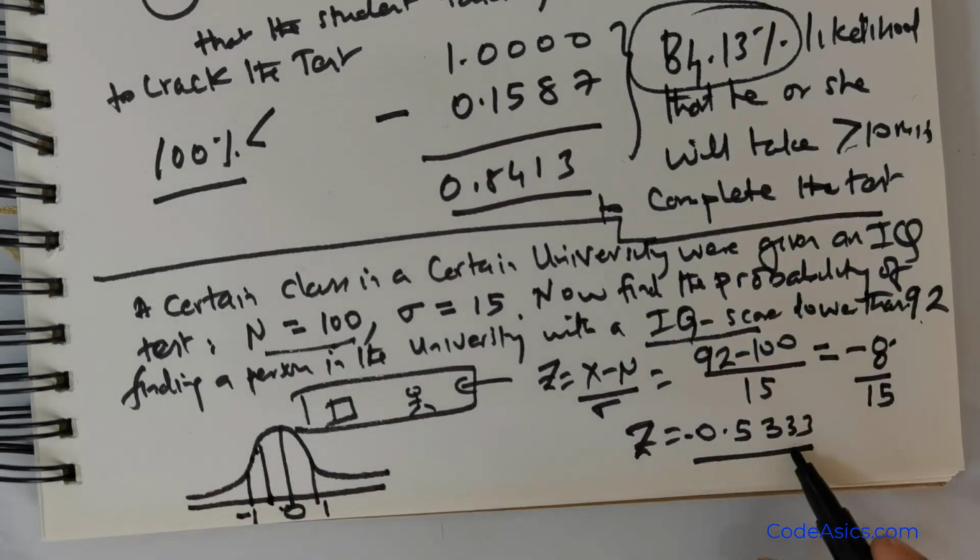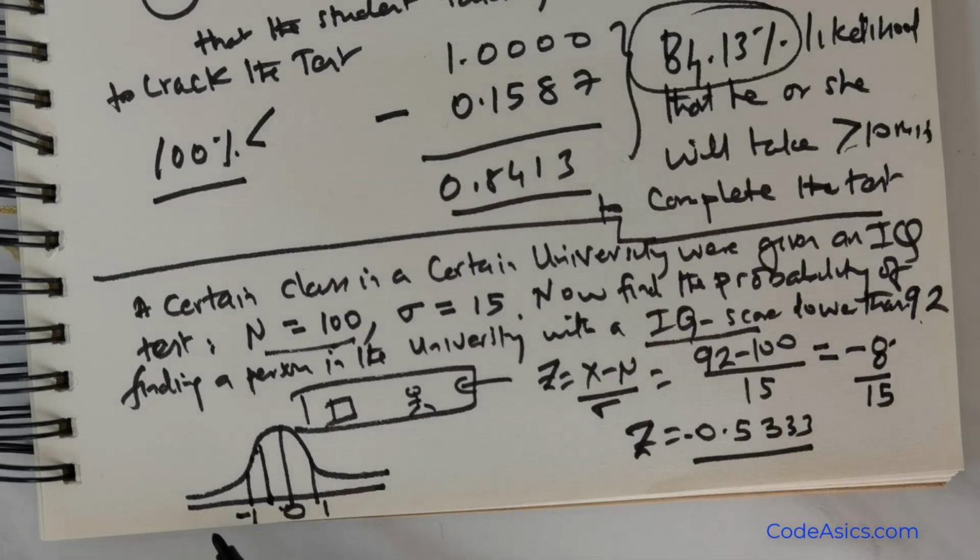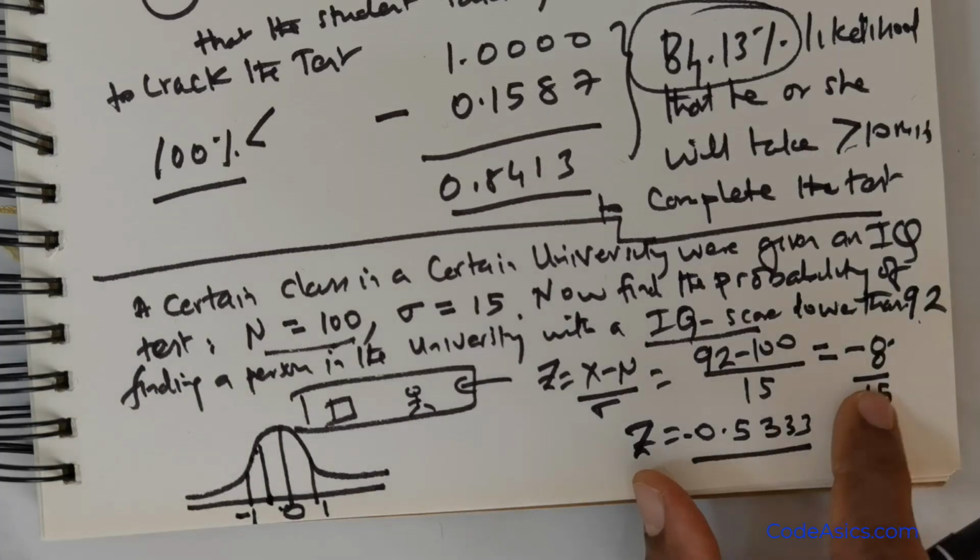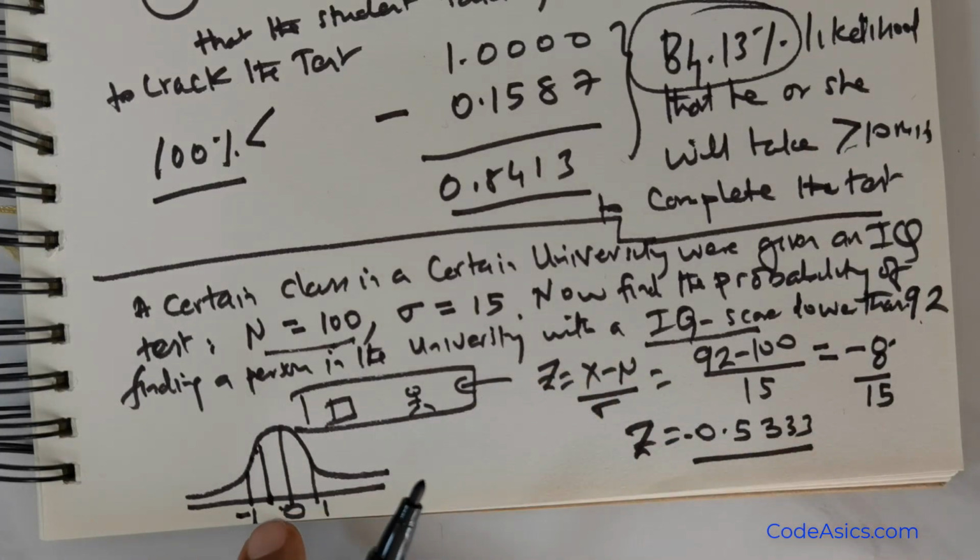Negative 0.53. Right? So now what are we looking for? We are looking for, this is actually 92. Right? This observation is 92. 92 is over here. Now we are looking for all values which are on the other hand.